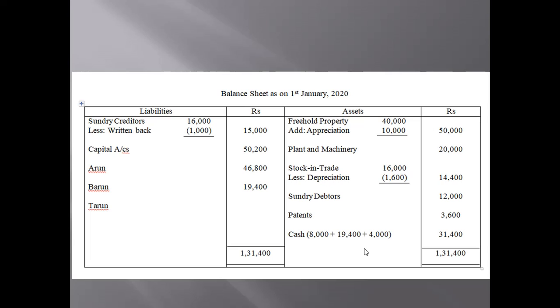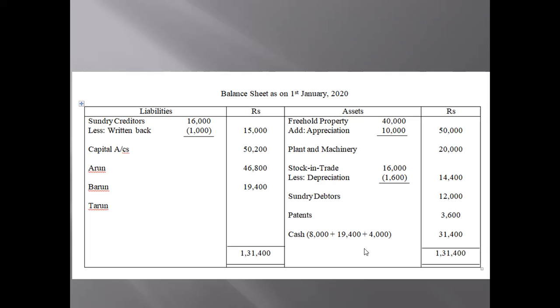So freehold property is given here. It is 40,000. Now see, this is a trick here. Whenever you write the figure of any asset given in the question balance sheet into the new balance sheet which you will prepare in your answer, before you write the figure, look at the revaluation account, like freehold property. In the question, freehold property is given, so you have to write 40,000 in the balance sheet now, isn't it?